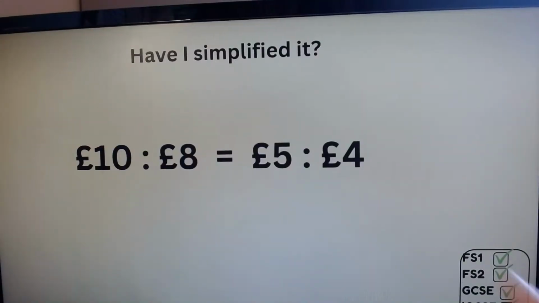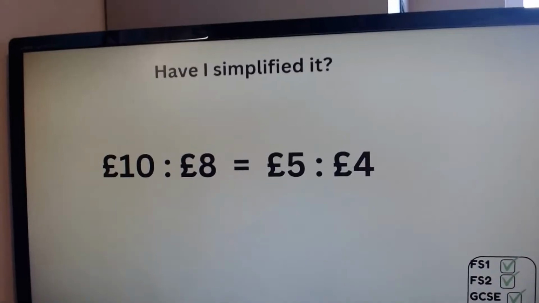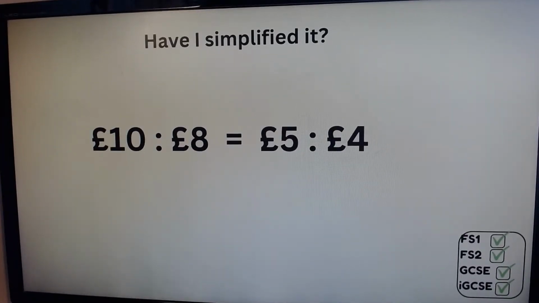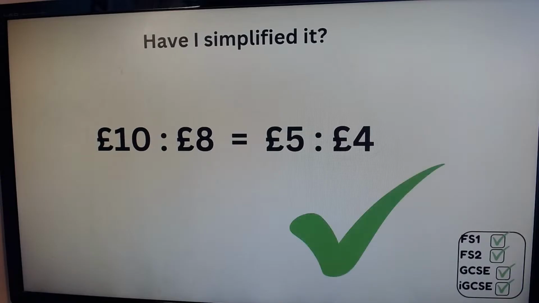£10 to £8. I'm saying I've simplified it to £5 to £4. Are you happy with that? Have I done that correctly? Okay, I have done that one correctly.